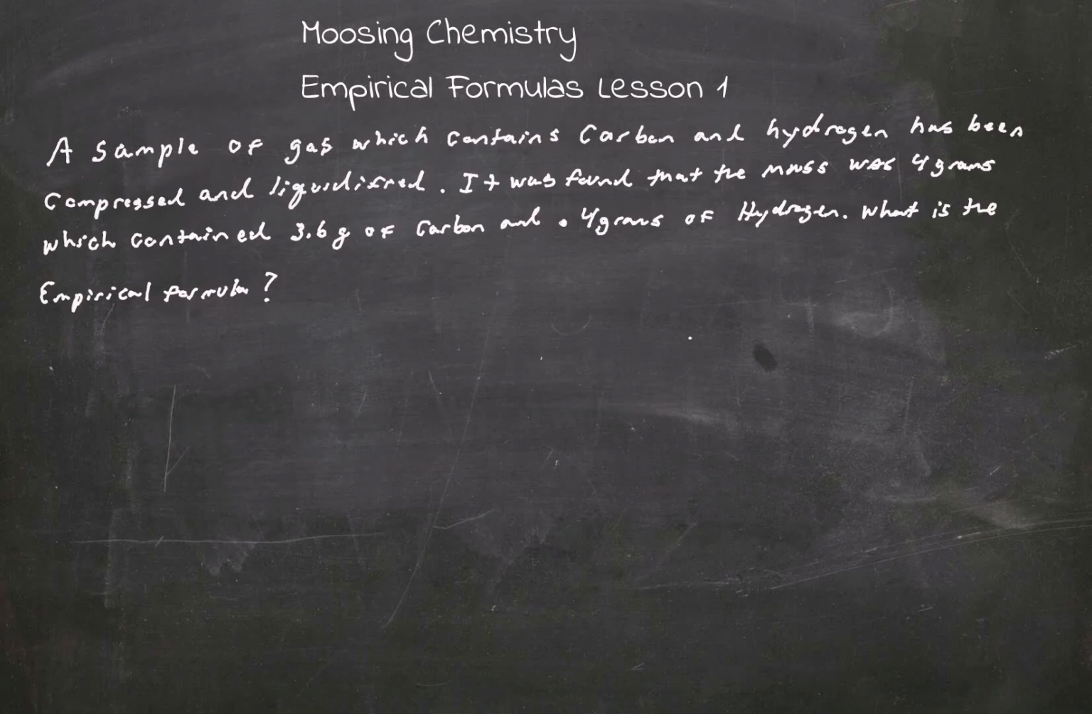Okay, here's our second problem. A sample of gas which contains carbon and hydrogen has been compressed and liquefied. It was found that the mass was 4 grams, which contained 3.6 grams of carbon and 0.4 grams of hydrogen. What is the empirical formula? And better yet, what is the name of this chemical compound? We can actually determine that too. All right, so let's go ahead and do this.